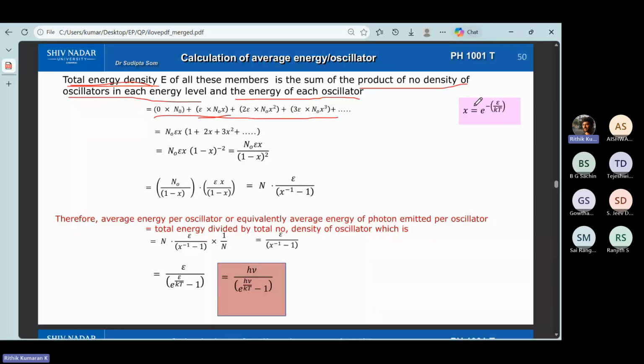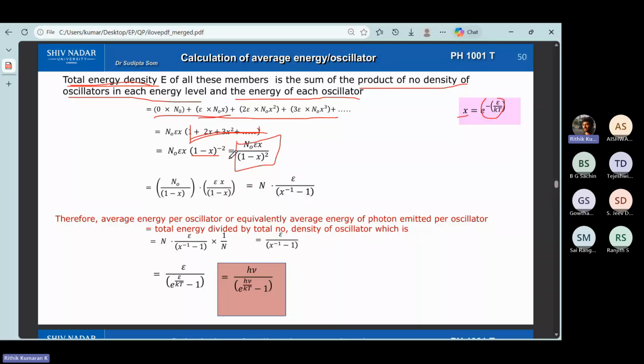Again, you will end up with this term. So make it as x. Then you will get this formula inside. So what does this say in mathematics? 1 by 1 minus x the whole square. So you get this equation for the total energy density of a system.